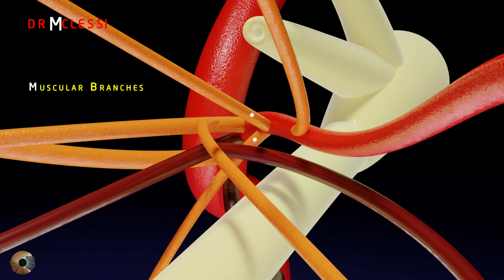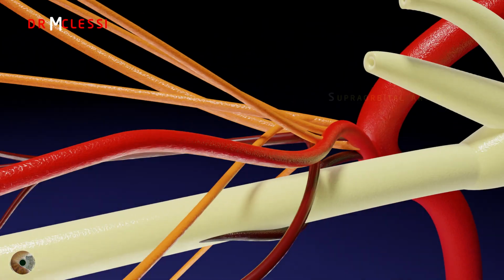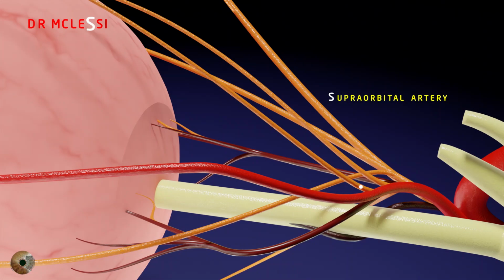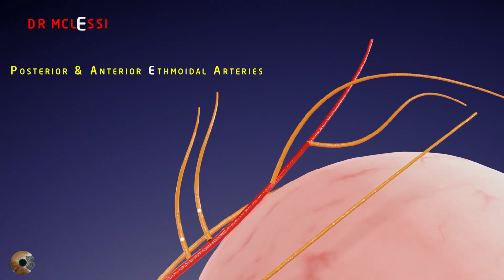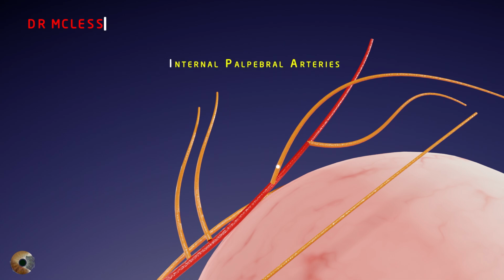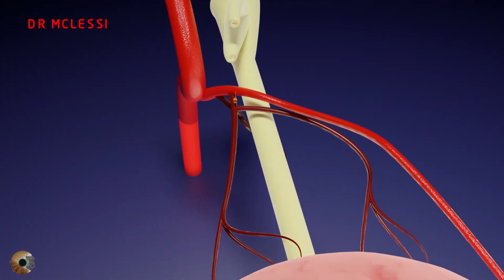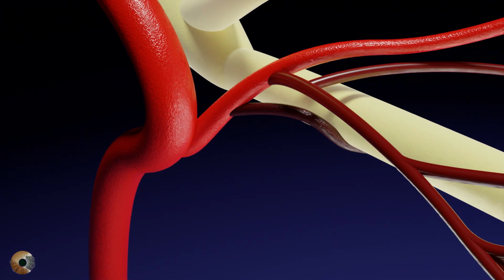Muscular branches supply extraocular muscles. Supraorbital artery supplies upper eyelid and forehead. Posterior and anterior ethmoidal arteries supply ethmoid sinuses and nasal cavity. Internal palpebral arteries supply eyelids. Supratrochlear artery also supplies the forehead. Dorsal nasal artery. These orbital branches will be studied in more detail later. What is important now are the ocular branches of the ophthalmic artery.